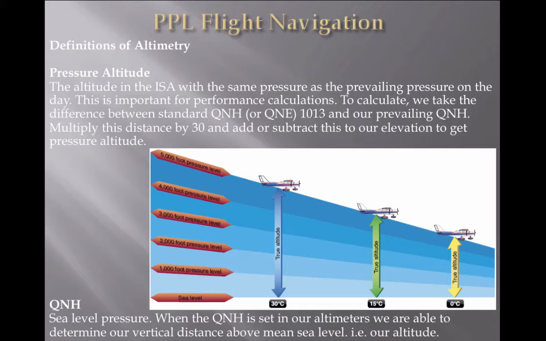QNH is the sea level pressure. When the QNH is set in our altimeters, we are able to determine our vertical distance above mean sea level, i.e. our altitude. And we hope that everyone who is flying within the same airspace has the same QNH, or it could get interesting.